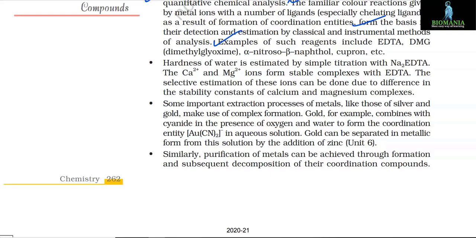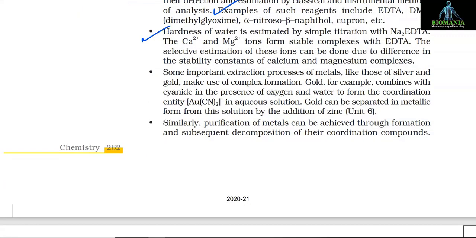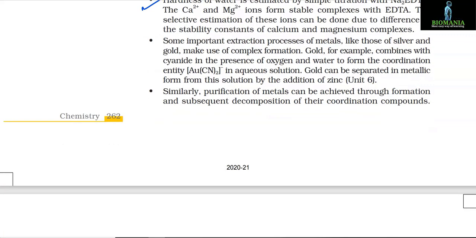Examples of such reagents include EDTA, DMG, that is dimethylglyoxime, alpha-nitroso beta-naphthol, cupron, etc. Hardness of water is estimated by simple titration with Na2-EDTA. The Ca2+ and Mg2+ ions form stable complexes with EDTA. The selective estimation of these ions can be done due to the difference in the stability constants of calcium and magnesium complexes. Some important extraction processes of metals like those of silver and gold make use of complex formation.